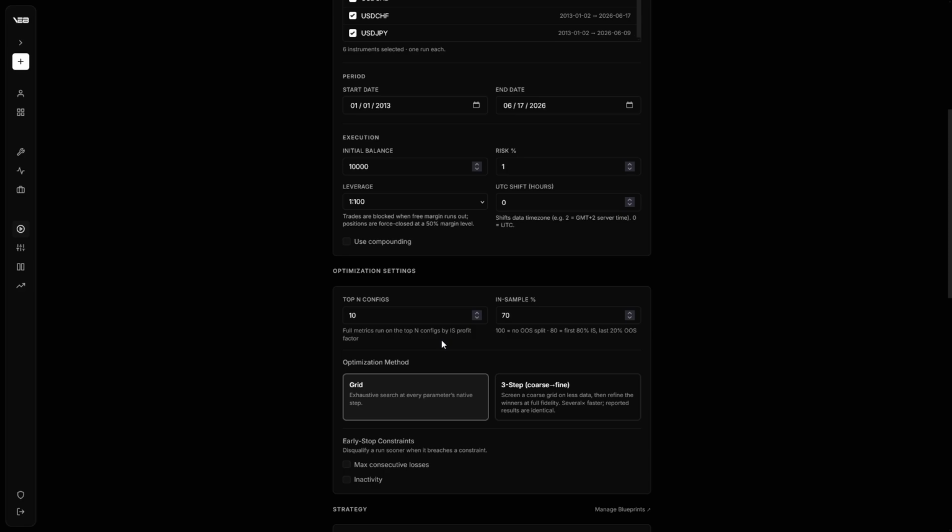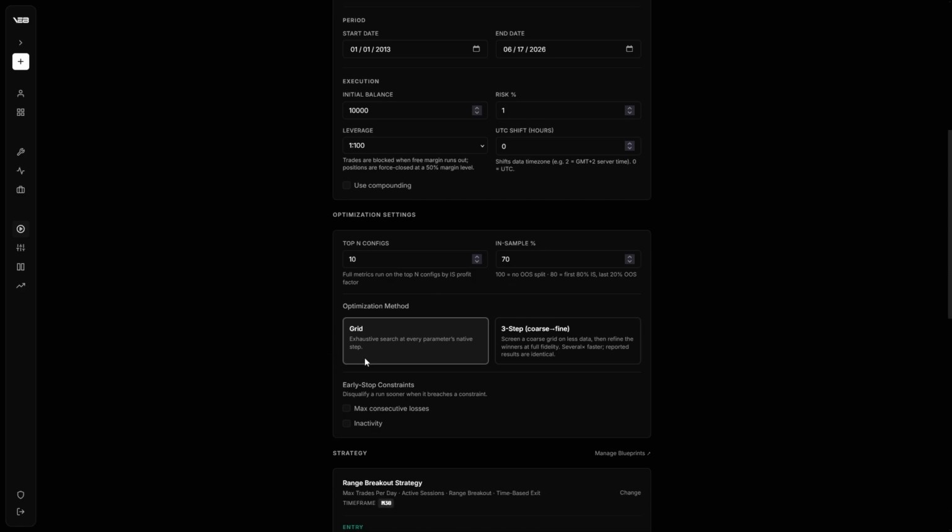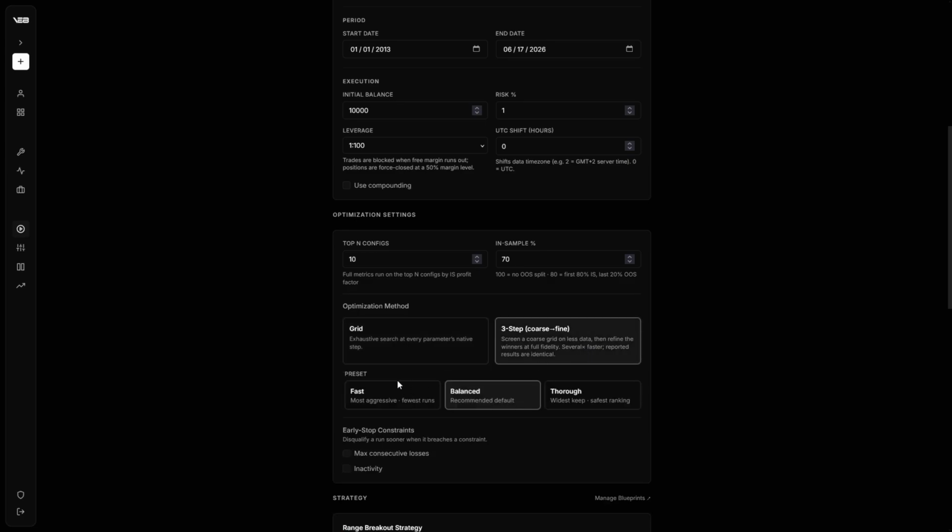out-of-sample periods. Now, instead of a full grid search, I'm going to use a 3-step optimization process. Grid search would be very overkill here because the strategy is intentionally simple and it does not have a lot of parameter combinations. So the process works like this.